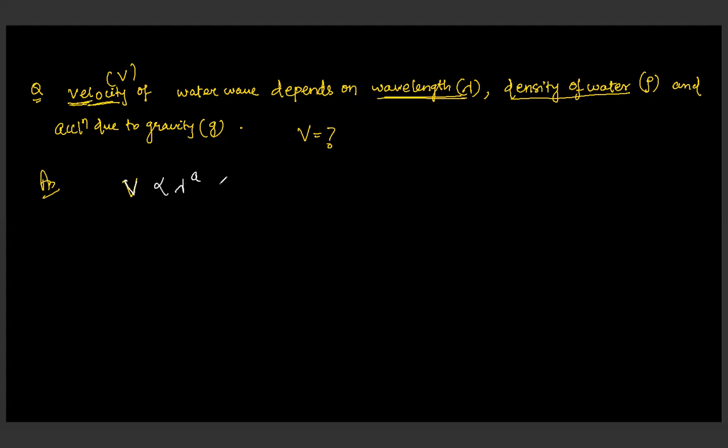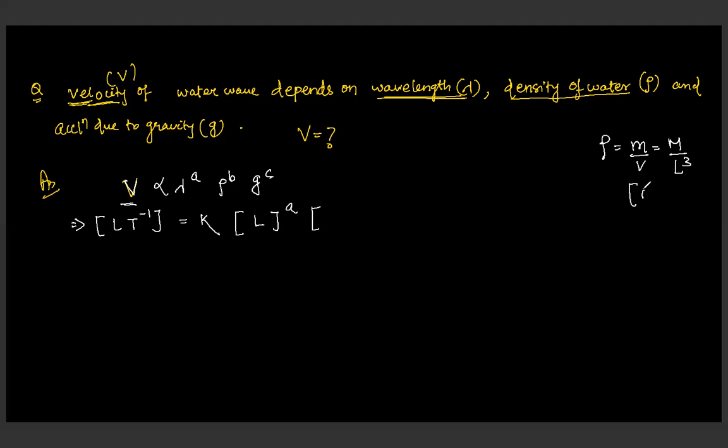lambda to the power a, rho to the power b, g to the power c, or x, y, z. I'm writing here a, b, c. The left hand side is LT to the power minus 1, because the dimension of velocity is LT to the power minus 1, equal to any constant k. Dimension of lambda is L to the power a. Density is mass by volume. Mass is M, volume is L to the power 3. So density has a dimension of M L to the power minus 3, so it is M L to the power minus 3 to the power b. Acceleration due to gravity, we studied, it is L T to the power minus 2 to the power c.